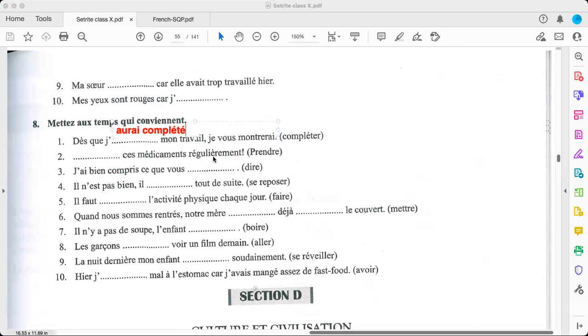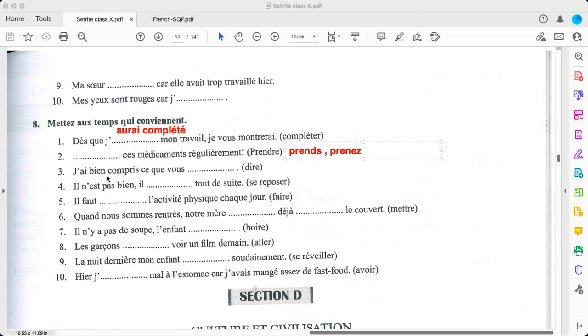Dash ses médicaments régulièrement. No subject. Prendre will be conjugated either with tu or with vous or with nous. Not with nous because let us take these medicines regularly, no, that's not possible. So you can write prends or prenez. Both possibilities.